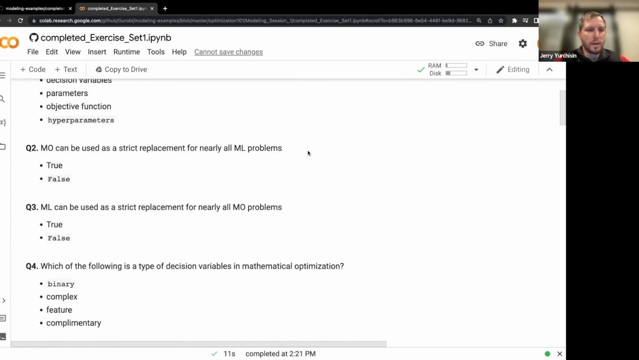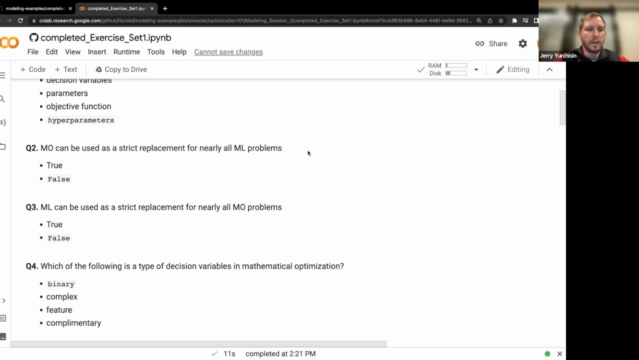Question 2. MO, which is mathematical optimization, hopefully you at least caught that part, can be used as a strict replacement for nearly all machine learning problems, meaning any machine learning problem I can do with mathematical optimization. The answer to that is false. That's not what mathematical optimization is built for. We talked about the problems that MO is best suited for. What are the key characteristics that you're looking for? And that's not all machine learning problems.